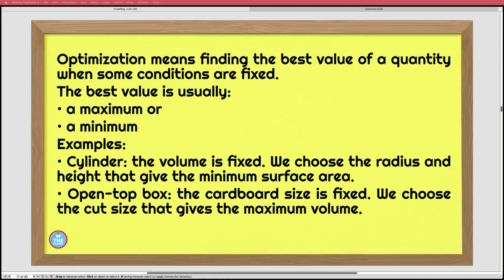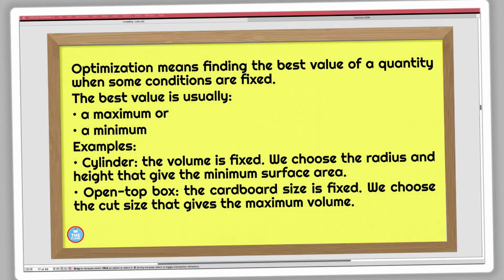Hello guys, this is me again. This is a new video about optimization. So in this video, we are going to optimize a cylinder.